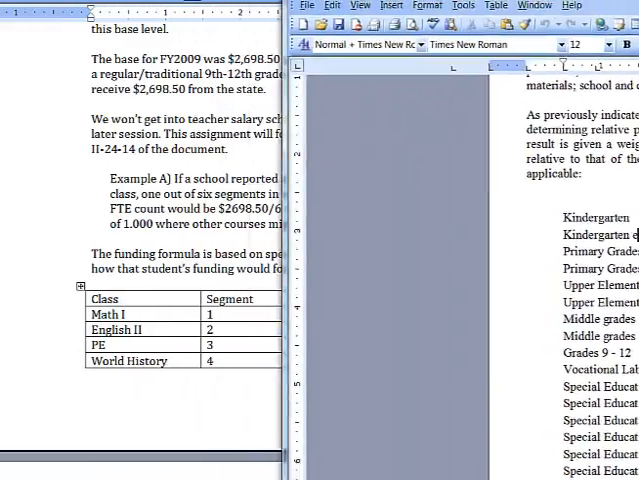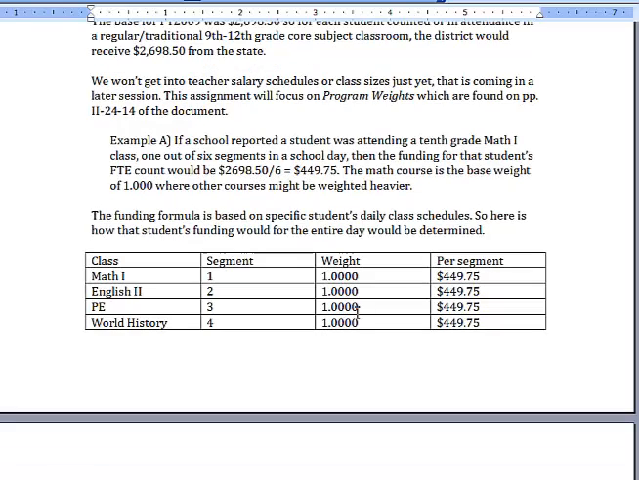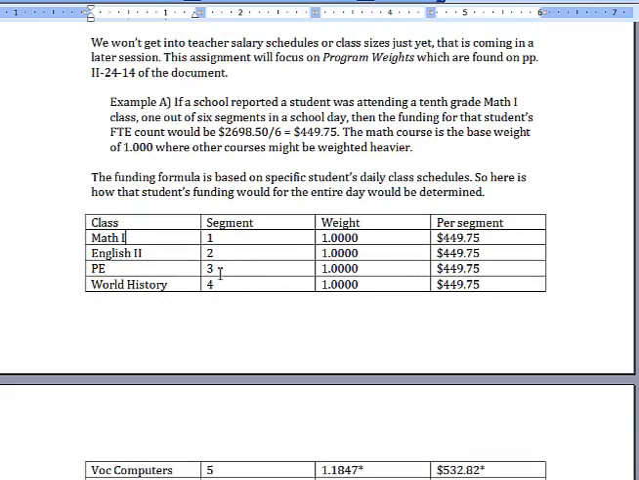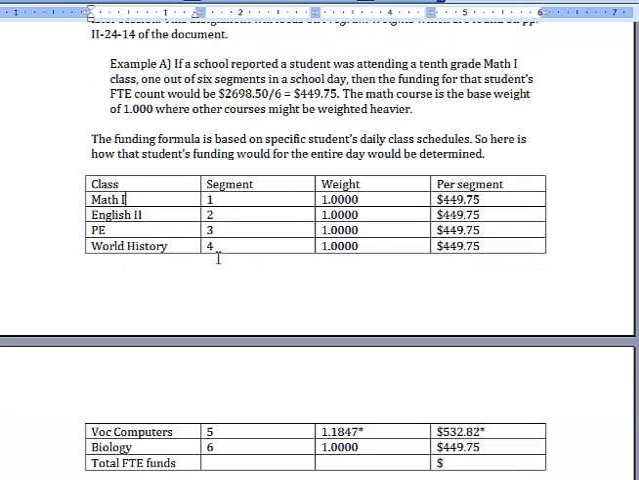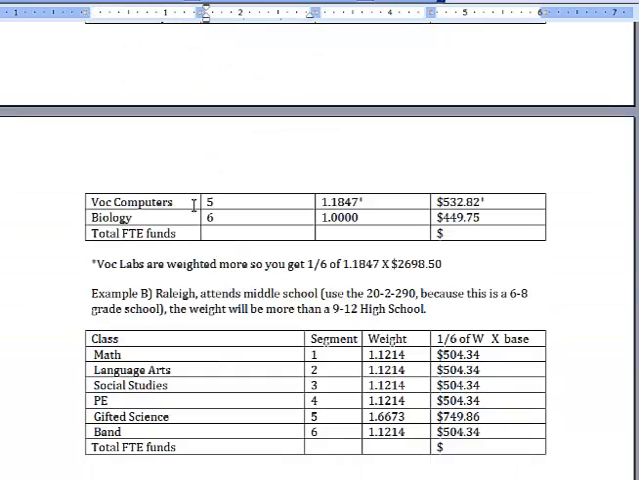Now let's go ahead and take the first one that I did for you. Alright, the basic weight for 1,000 was $2,698, and we divide that by 6, so we find out that each weight carries a 1 for the basic class. So he takes Math 1 on the first segment, the second segment he's in English 2, the third segment he's in PE 3, World History 4. Then watch what happens in this change right here. Then he goes to vocational computers, and he brings in a little bit more.